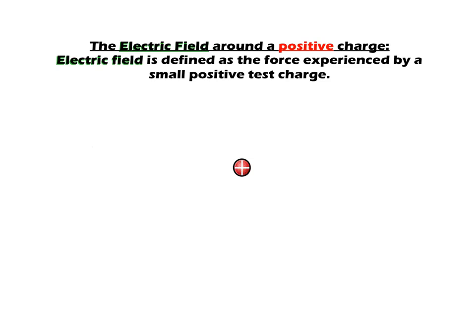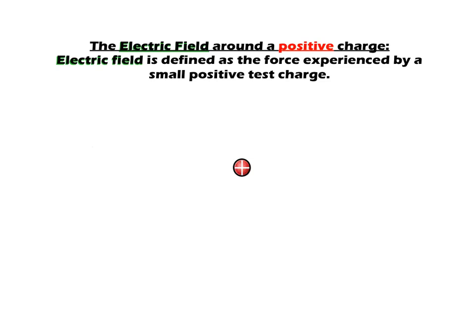When it comes to charge, there's two varieties. There's positive and negative. So we define the electric field in terms of the positive charge, knowing that positive and negative charges have exact opposite behaviors. In fact, that's why they're named that way. So if we can understand the behavior of a positive charge, then we can understand that the behavior of the negative charge will be exactly the opposite.